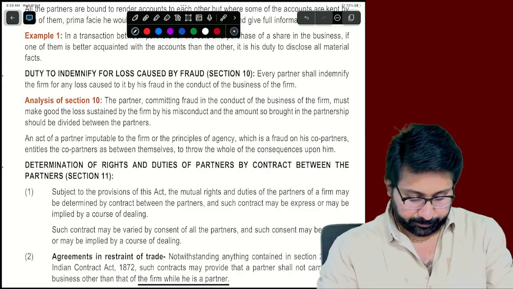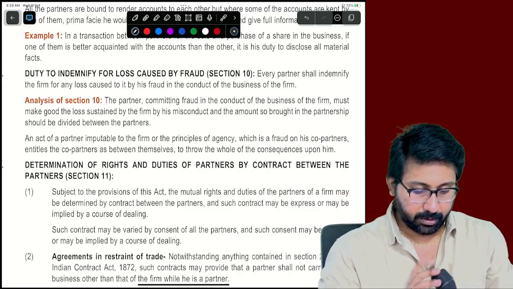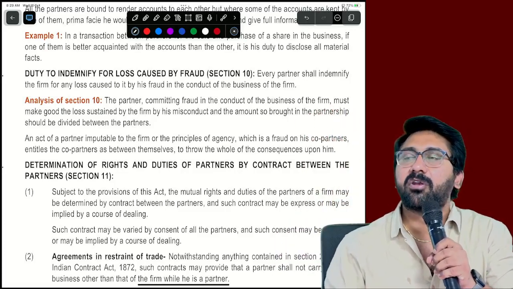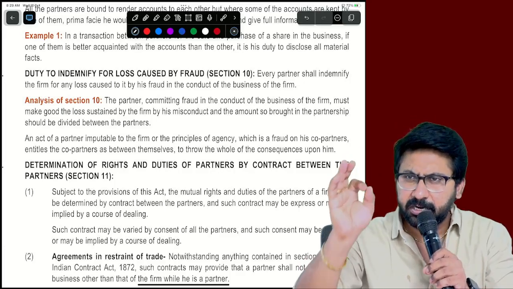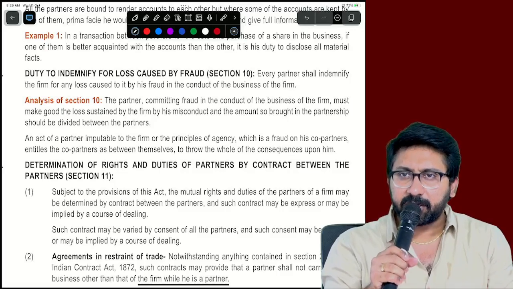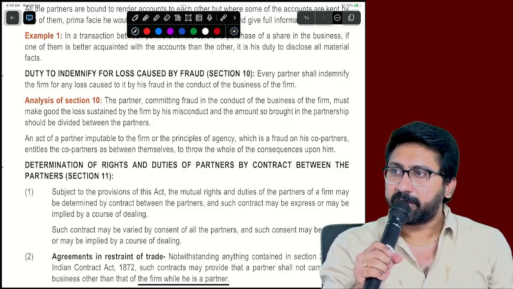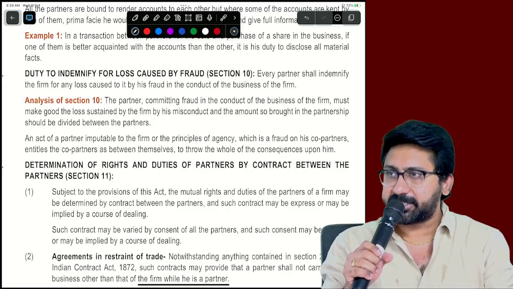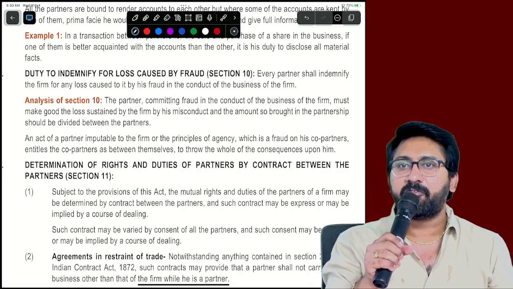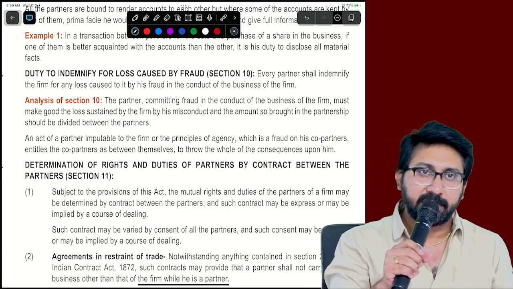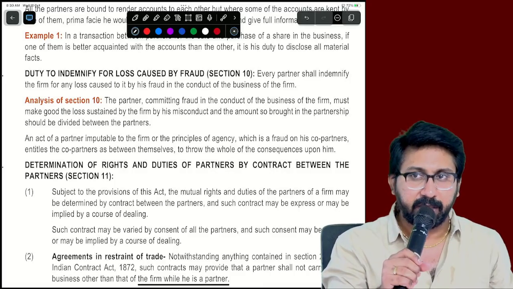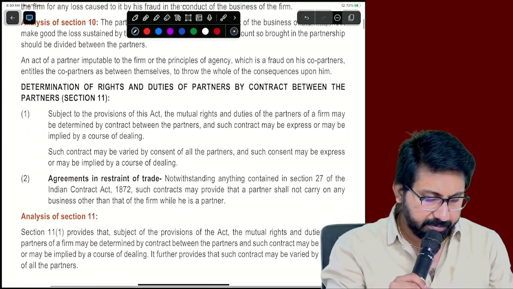First, everyone tell me, have you understood section number 9 and 10 or not? Tell me, what is the general duty of a partner? Three points. Act for the greatest common advantage. Second, be just and faithful. Third, render true accounts and full information to the partners or to his legal representatives. That's one point over.